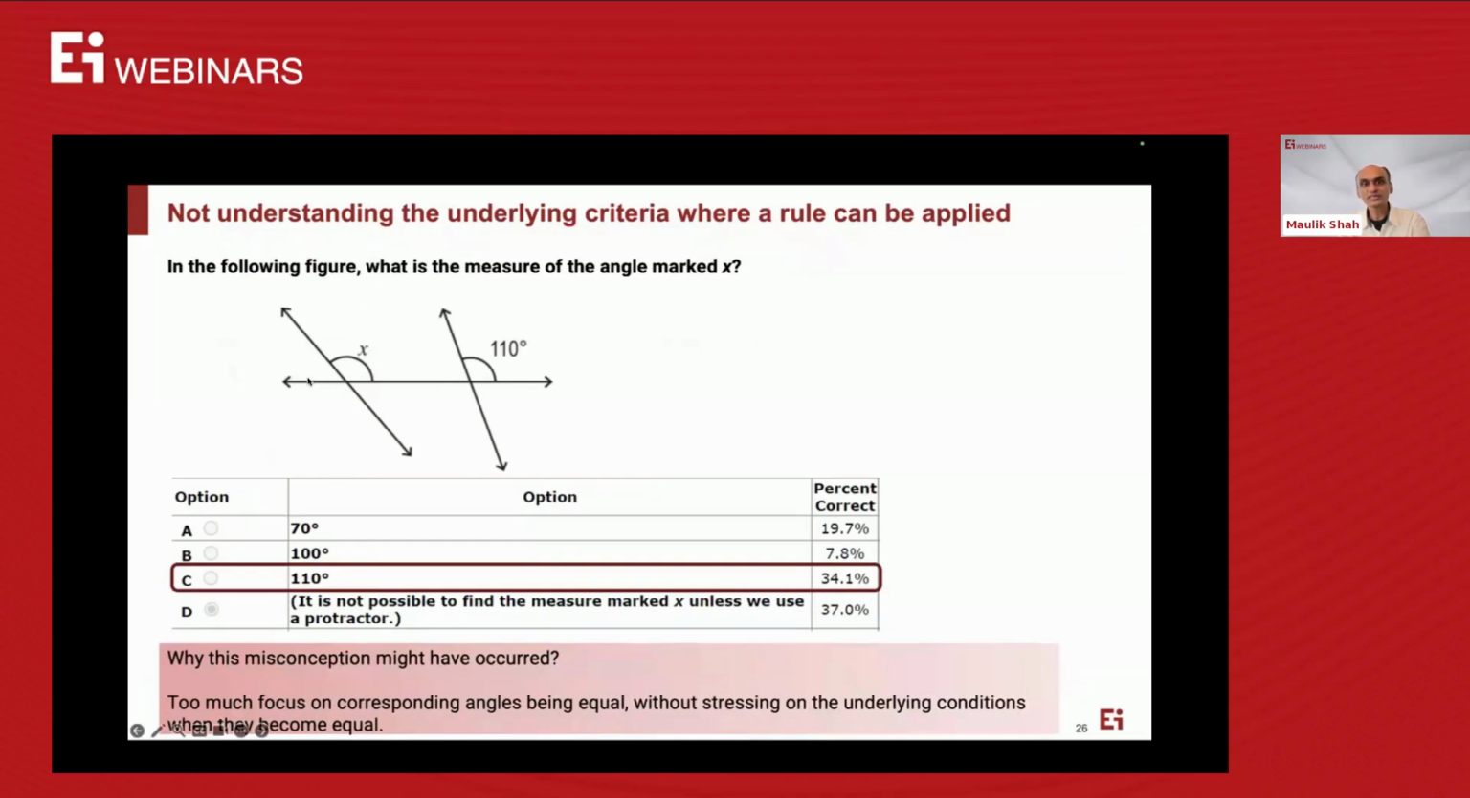In this case, students are identifying angle marked as X and this one as corresponding angles correctly, but they are over generalizing or faultily applying the rule that corresponding angles are equal when angles are formed across parallel lines. Here lines are not parallel. 34% of students fail to realize that the property holds true only when corresponding angles are across parallel lines. They said x is 110, that is, corresponding angles are equal.